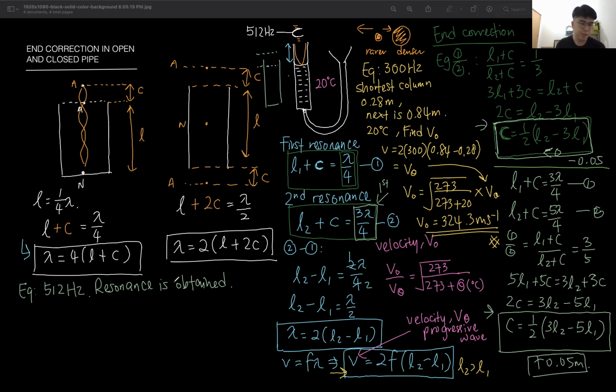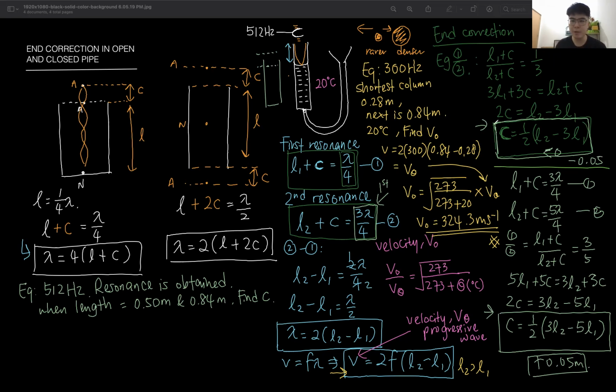All right, so resonance is obtained, and he found that it is obtained when the length is 0.5 and 0.84 meter. Okay, find the end correction and also find what is the first position of resonance. Okay, first position. What is the first pattern that you hear?